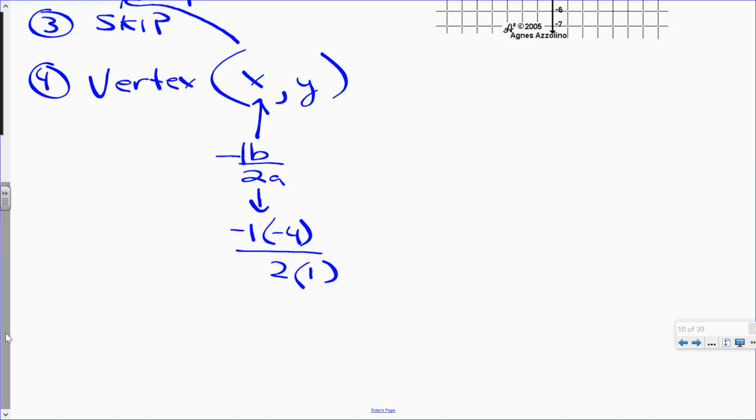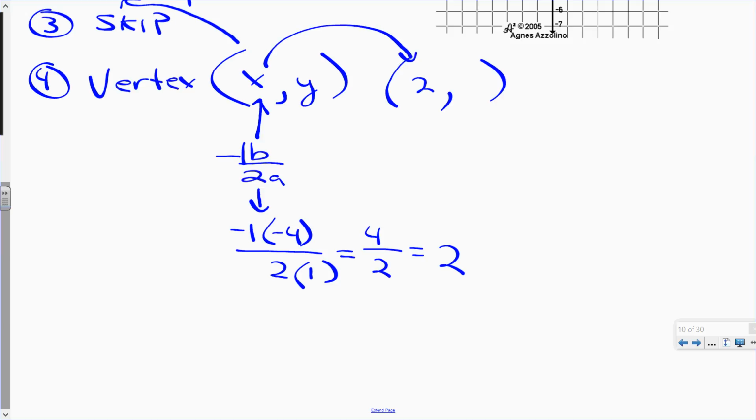We're following the formula, a little recipe. All right, let's keep going. Positive 4 over 2, which is going to be 2. All right, so what did we just find here? The x coordinate of the vertex. Now we have to find y. Read the rest of step 4 for me to find y. Valencia, would you? Right.